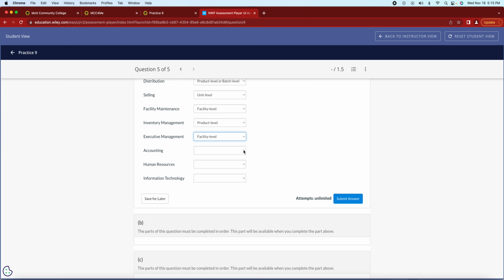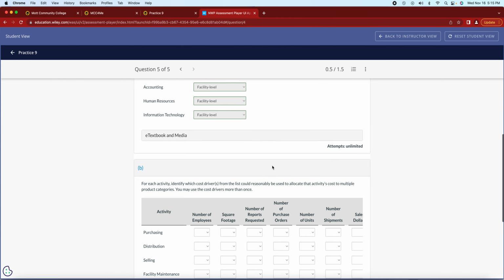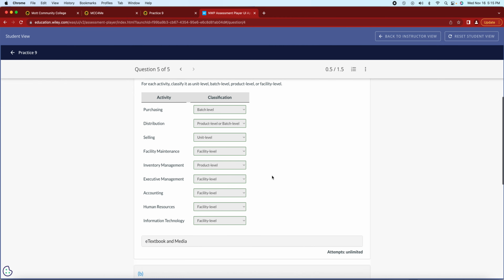For accounting, that is another thing that is facility level. These are some of those administrative costs that are assigned to a particular facility. Human resources, same there with facility level, and IT would also be considered facility level. And we're good there.